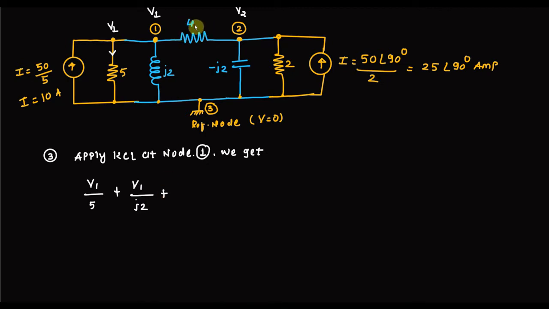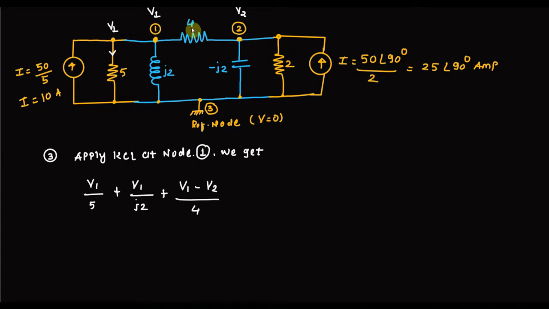Now you can see this element 4. This 4 ohm resistance is connected between the first and second node. So what will be its voltage? Its voltage is V1 minus V2. So this current is (V1 minus V2) divided by 4, because this is common to both nodes V1 and V2.